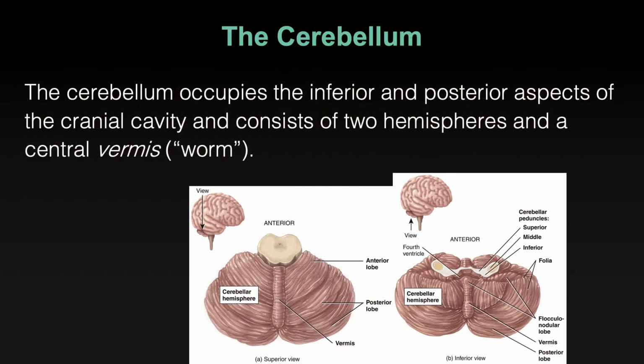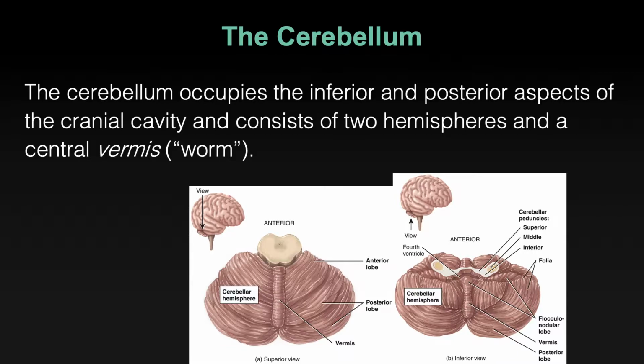So the cerebellum, the mini brain, occupies the inferior and posterior aspects of the cranial cavity. The cerebellum is this little wedge-shaped structure. It's got a lot of really small, fine ridges, a lot of folds. It has two hemispheres like the larger brain does, the larger cerebrum. We'll get to that in a second. And this defining characteristic down the midline is called the vermis, which loosely translates as worm. I guess it looks like a worm.